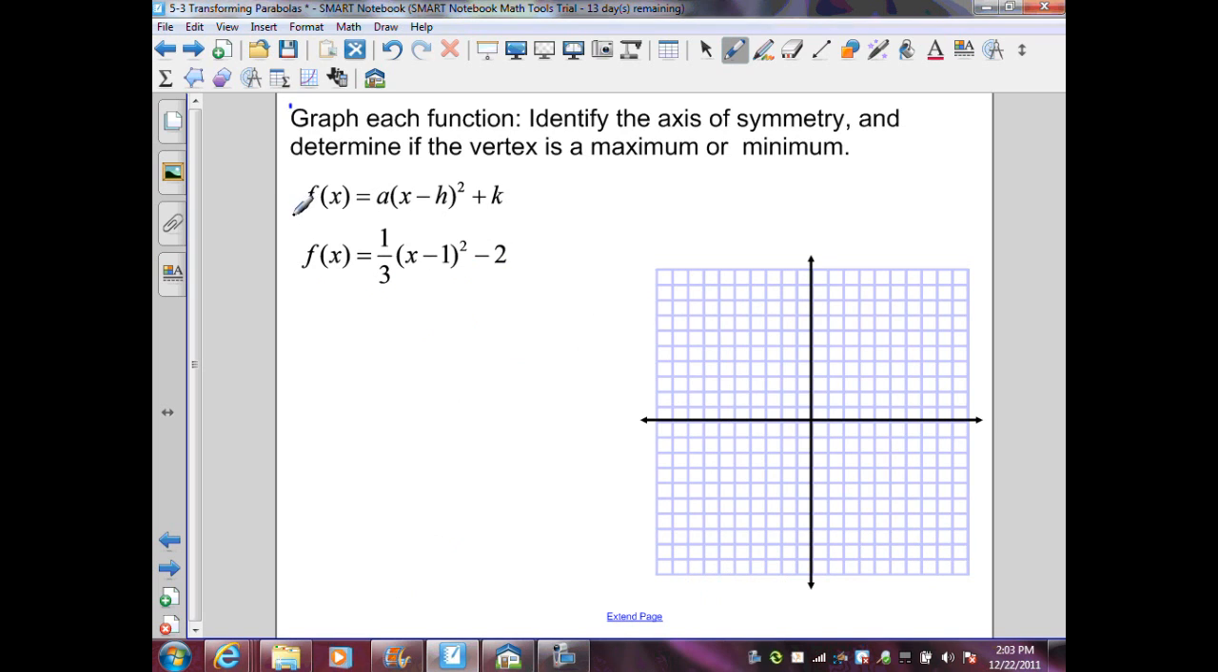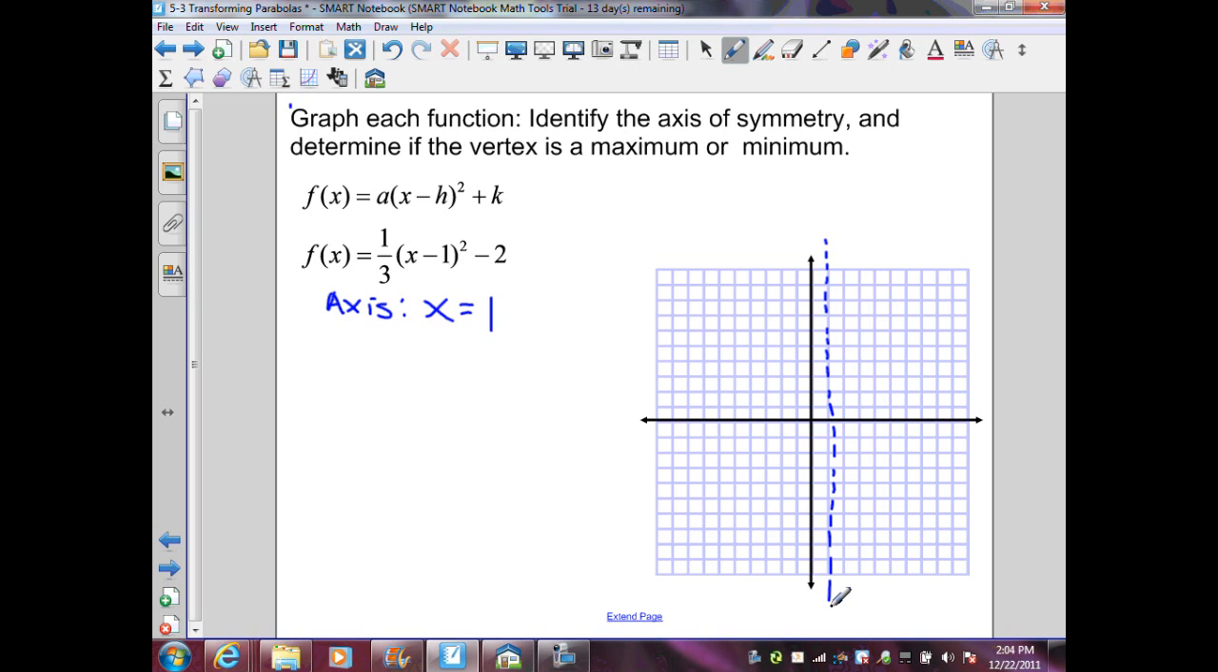In this example, we're asked to graph the function 1/3 times the quantity x minus 1, squared, minus 2. We're going to follow the same procedures as we have on the previous slides. We're going to determine the axis of symmetry and determine the vertex, maximum or minimum, and also the y-intercept. Here, our axis of symmetry, we already know, is x equals h. Here, h is 1. And we know it's 1 because the general function has a minus sign in it. Our function has a minus sign in it. Therefore, h must be positive, or that sign would have changed and made it a plus sign.